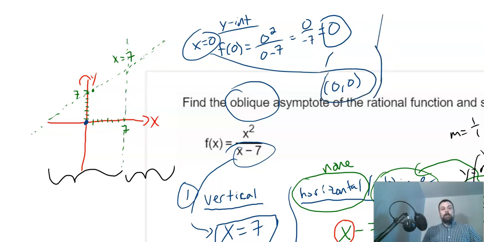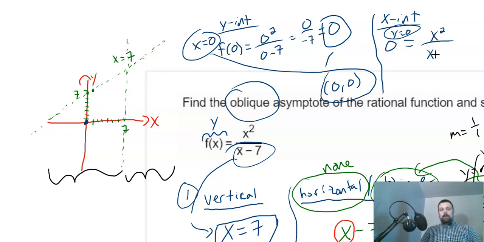What about the x-intercept? Let's try that again. So the x-intercept, we're going to plug in 0 for y. So again, this is the y variable here. We're going to plug in 0 for that. So this is y equals 0. And we're going to get 0 equals x squared over x minus 7.